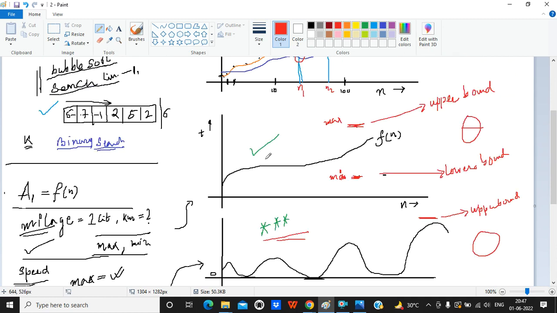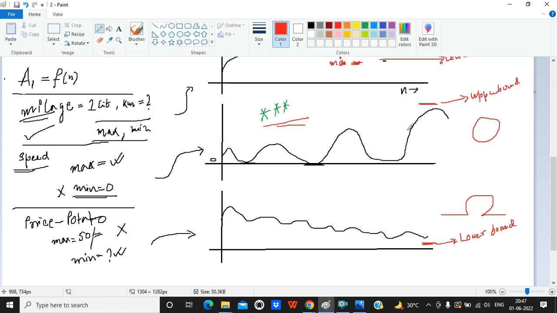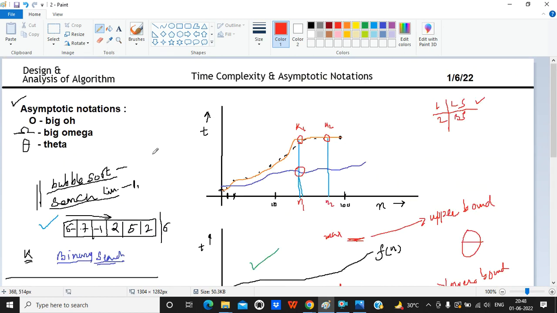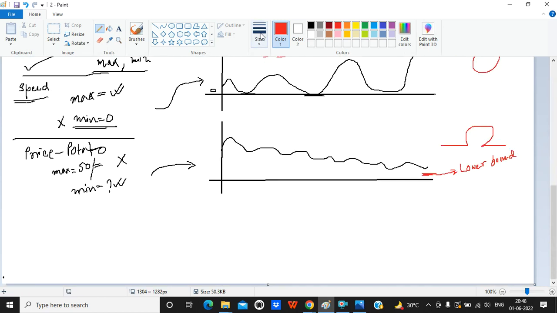So you understand the characteristics of the curve now. Theta curve will look like this. Big O curve will look like that. Why am I saying that? For this curve we need only big O, because we do not need the lower bound. But for the omega curve, maybe like that. Up to this I hope it is clear.